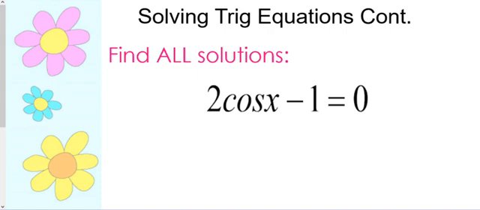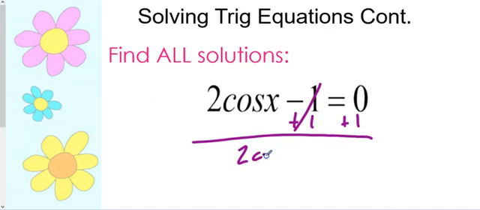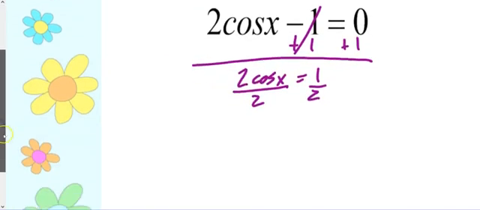So we're going to solve this problem just like we did last block. So we're going to add 1 to both sides, giving us 2 cosine of x equals 1. We're going to divide both sides by 2. And that's going to say that cosine of x equals 1/2.